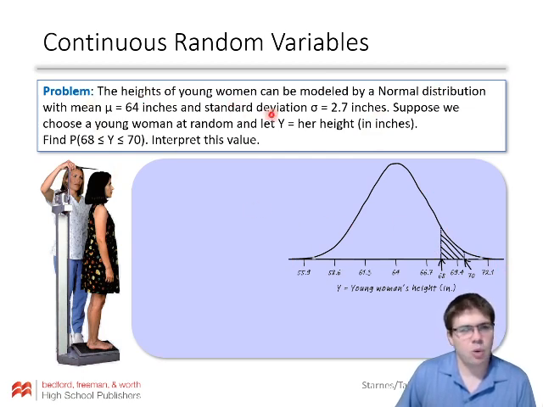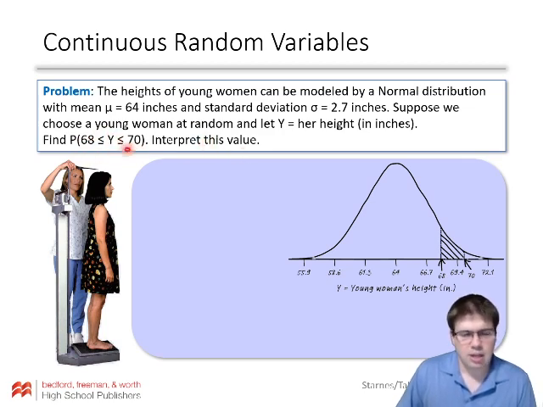The heights of young women can be modeled by a normal distribution with mean 64 inches and standard deviation sigma is 2.7 inches. Suppose we choose a young woman at random and let y, again a random variable, equal her height in inches. Find the probability that y is between 68 and 70.